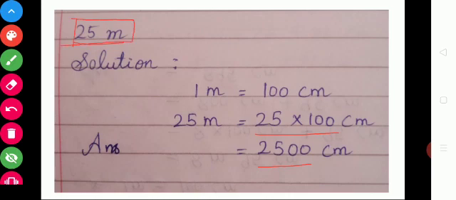25 meter. As such you want to write it as first here 25. Here how many zeros are there in this 100? 2 zeros. That one you want to write at last, add it 2 zeros. So 25 into 100 is 2500 centimeter. Answer you got it. So you can solve now in your rough note. Okay, children.